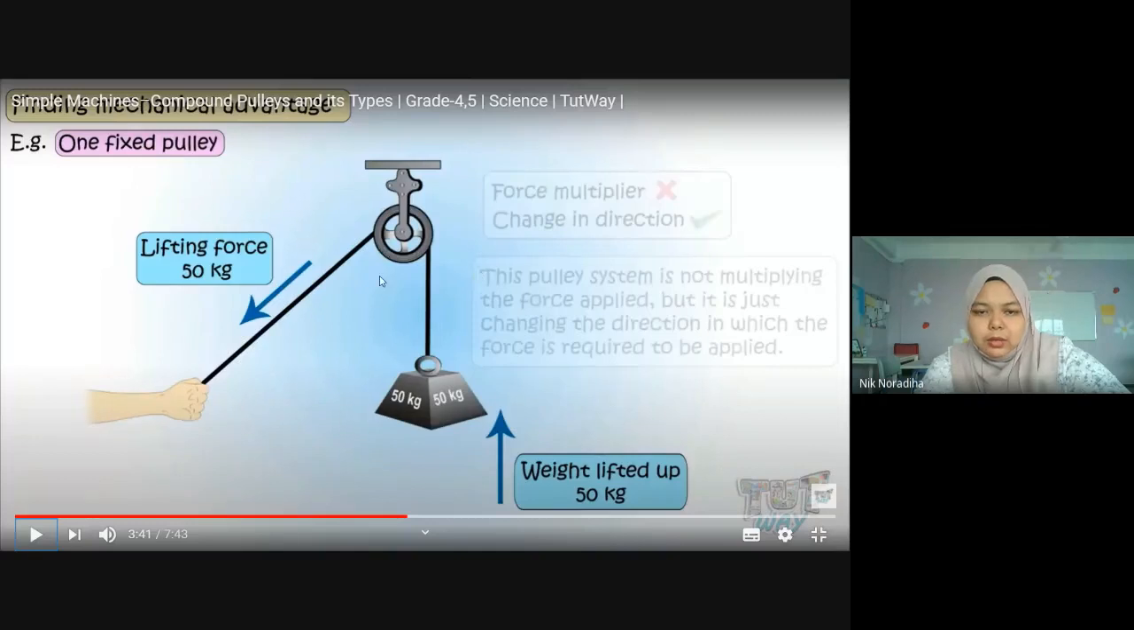So what you are seeing on your screen now is a fixed pulley. Okay. This one is a fixed pulley. A fixed pulley is attached to one place and the wheel does not move. Okay. So for the fixed pulley, the video is saying that it does not have mechanical advantage because, why? When we have a 50 kg load, in order to lift this one, we need 50 kg as well, the force. Force means when you pull the rope. That is what we call force, okay?